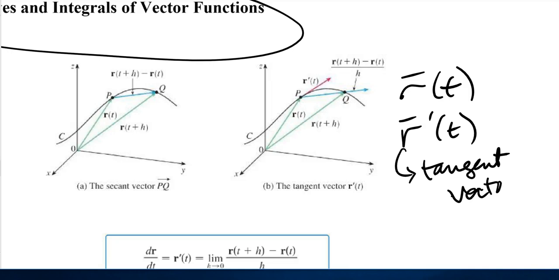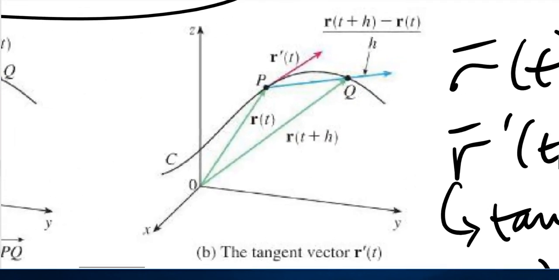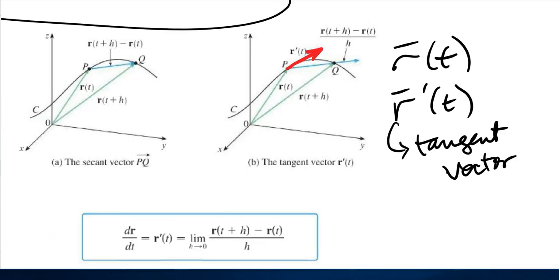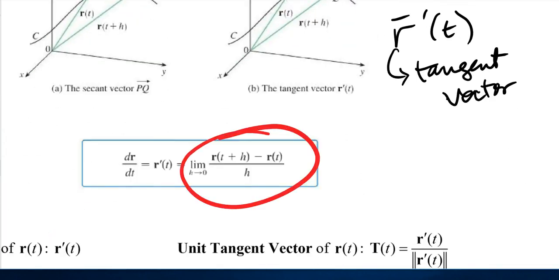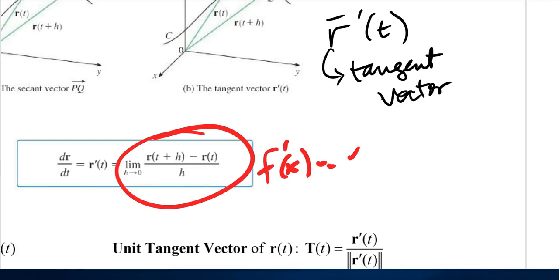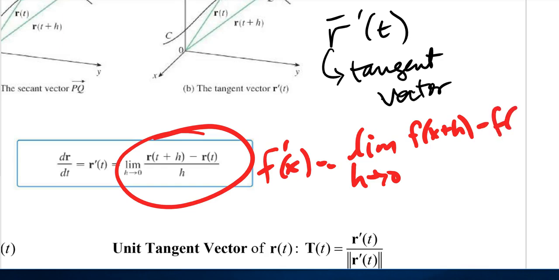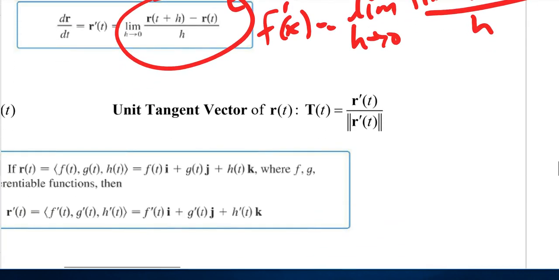Tangent vector. That's what's going on here. The red vector is the tangent vector, going in the direction that the curve is being traced out, r prime. All of this comes from your Cal 1. And remember, f prime of x is the limit as h goes to 0 of f of x plus h minus f of x, all over h. And that looks like this too. You can look at that in the book.